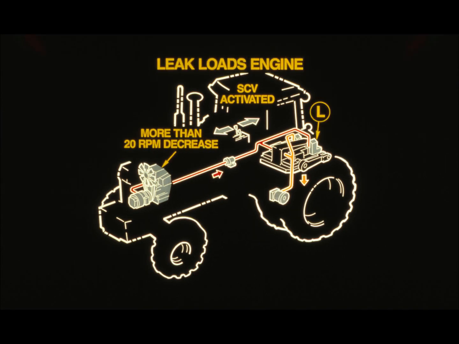If an SCV leaks to return, oil will flow when the SCV is activated. The main pump works to circulate oil and loads the engine, decreasing engine RPM. An unacceptable leak to return will decrease engine speed by more than 20 RPM.